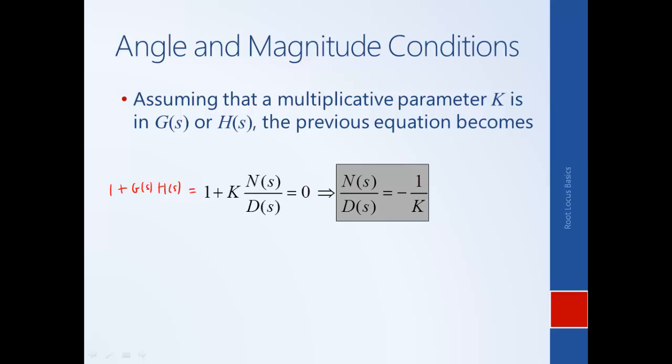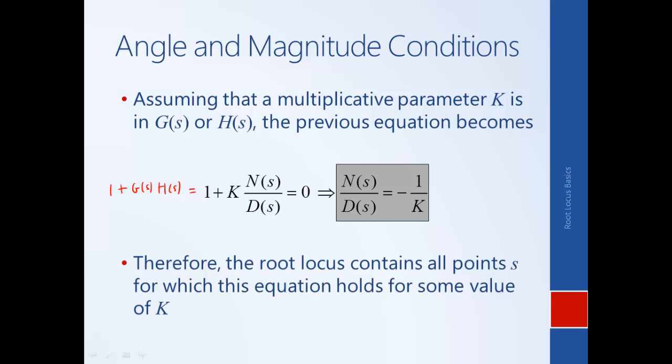Even if we had a situation where we wanted to examine how the system changes with a parameter that doesn't multiply the open loop transfer function, we could still rearrange the equation into this form. In that case, n and d aren't necessarily the numerator and denominator of the open loop transfer function, but we can still use the procedure that we're going to generate. And so what this equation means is all of the points in the complex plane that are on a root locus must satisfy this equation for some value of k.